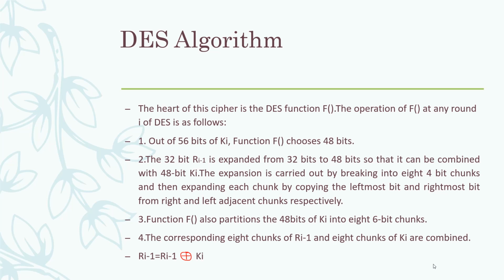The function F also partitions the key bits, that is the 48 bits of key, into 8 6-bit chunks. Now the data bits as well as the key bits are in 6-bit chunk format. Now the corresponding 8 chunks of Ri and 8 chunks of Ki are combined. So this is what the F function does: it performs the XOR operation on the right half of the data bits and the key.